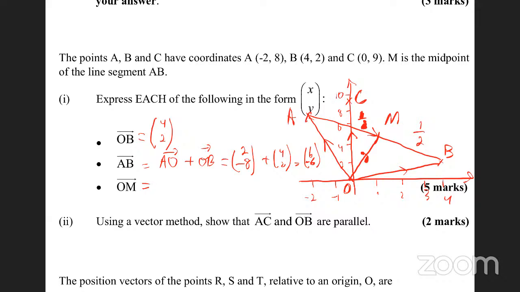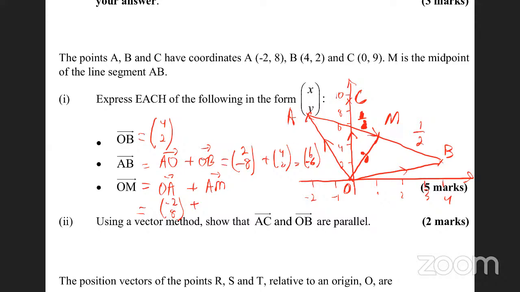Bradley, OM is what? O to? How do we find OM? O to A, right? And then A to M. Nice. O to A is what? O to A is minus 2, 8.